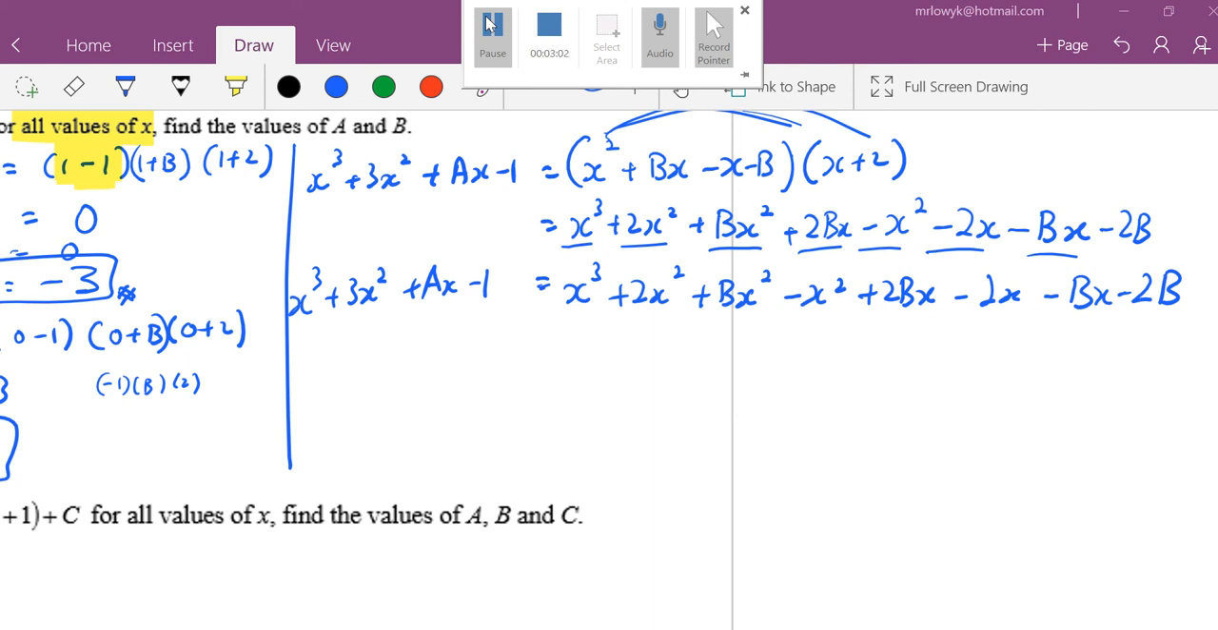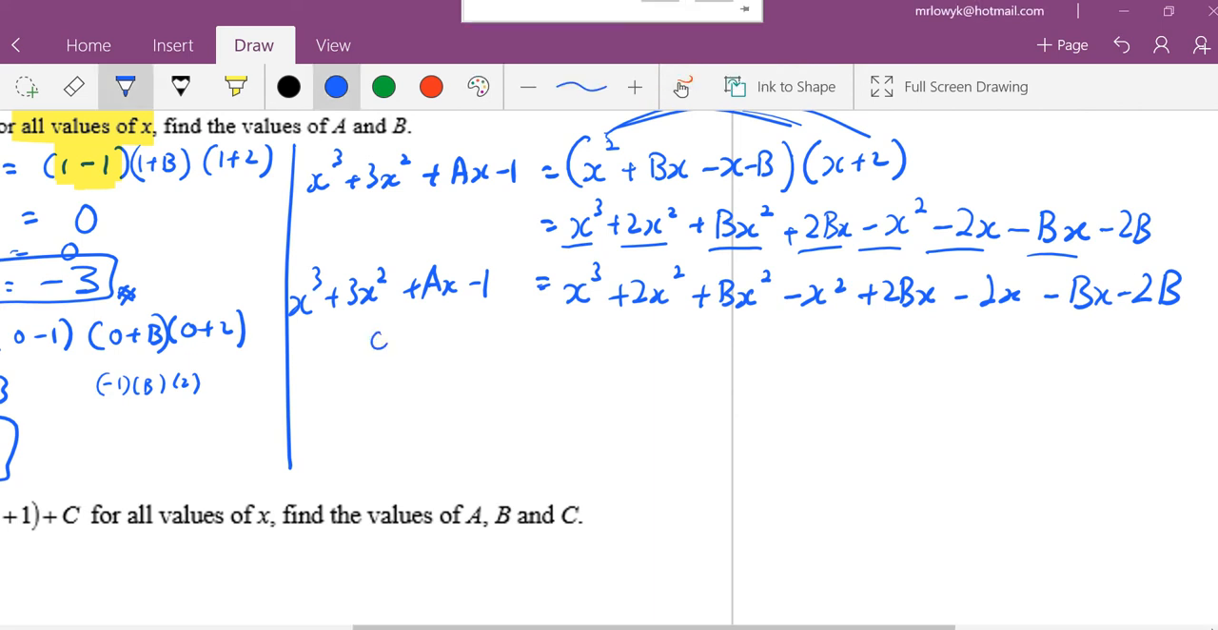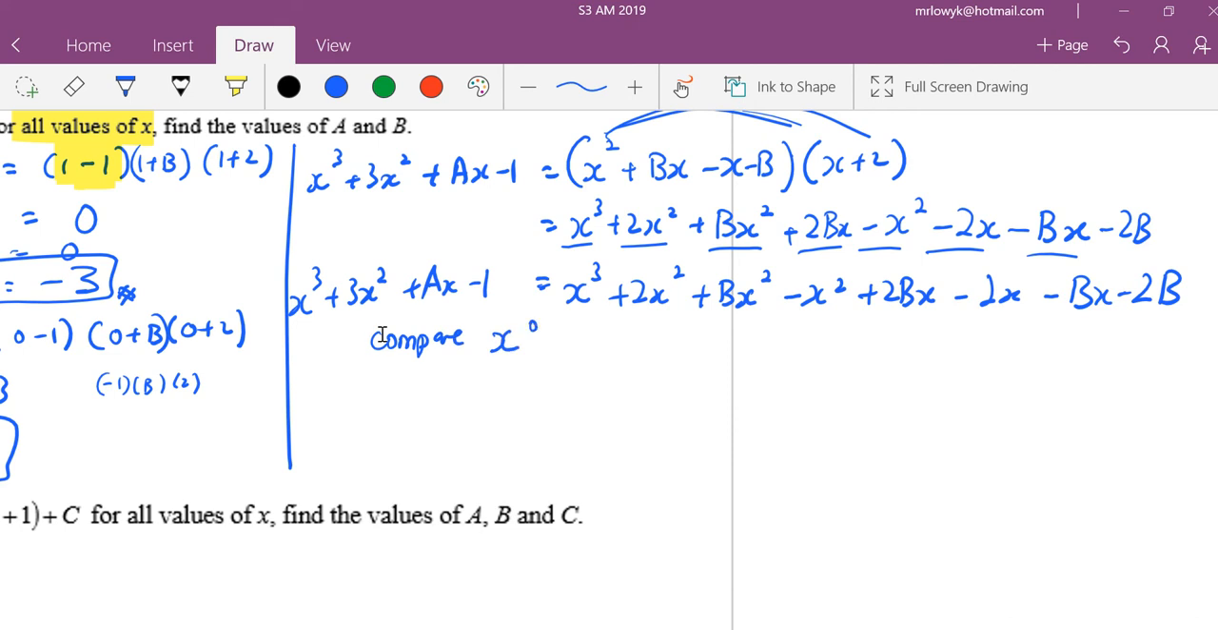Compare what? Would you compare x squared? Can, right? Can you compare x? Definitely, right? Can you compare the number? Do you see number is simple? So how do you write? So can you copy what I write? Compare x to the power of what? 0. X to the power of 0 is known as number, right?